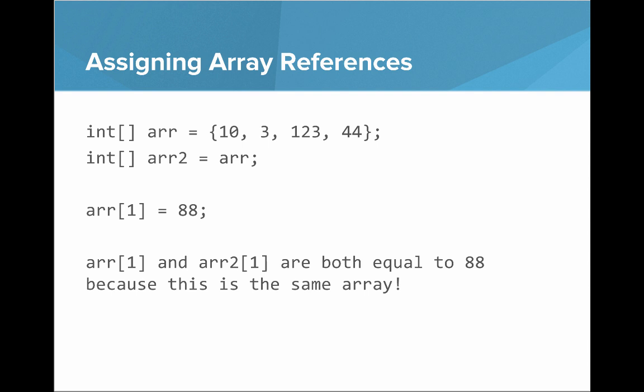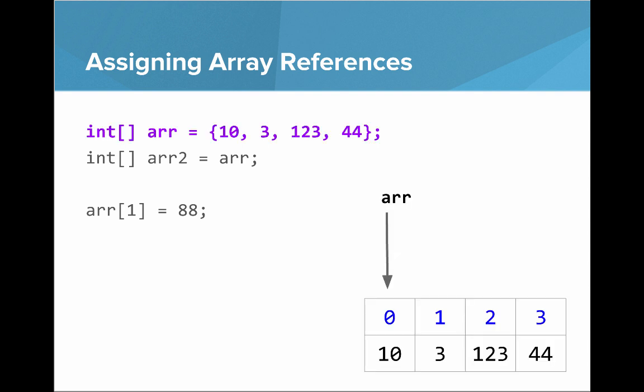One other important topic is assigning array references. So you can see here we have arr, which is equal to an array with 10, 3, 123, and 44. And then we go and say we have another int array, arr2, which is equal to arr. And then we go and say arr of 1 equals 88. And what's important here is that arr of 1 and arr2 at index 1 are both equal to 88 because this is the same array.